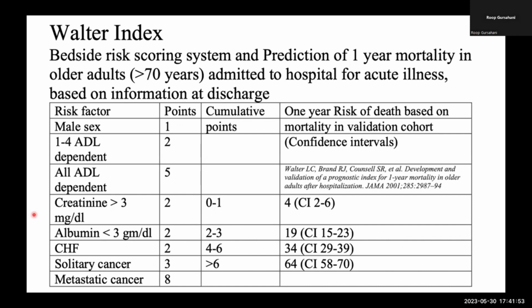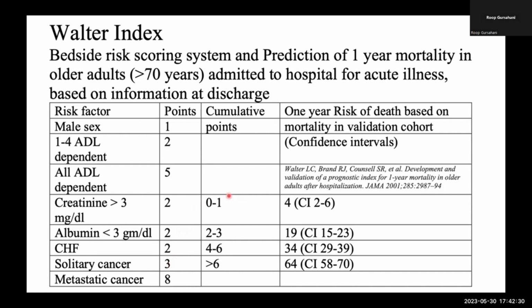So I use the Walter Index. This was published in 2001. And of all of those that were reviewed, it was probably the most predictive. So let's look at how you can make a score here. If you have a male, that gets 1 point. If all basic activities of daily living are dependent, you get 5 points. If albumin drops below 3, if you remember earlier I said 2.5, here if it is below 3, you get 2 points. If you have congestive heart failure, you get 2 points, and so on.